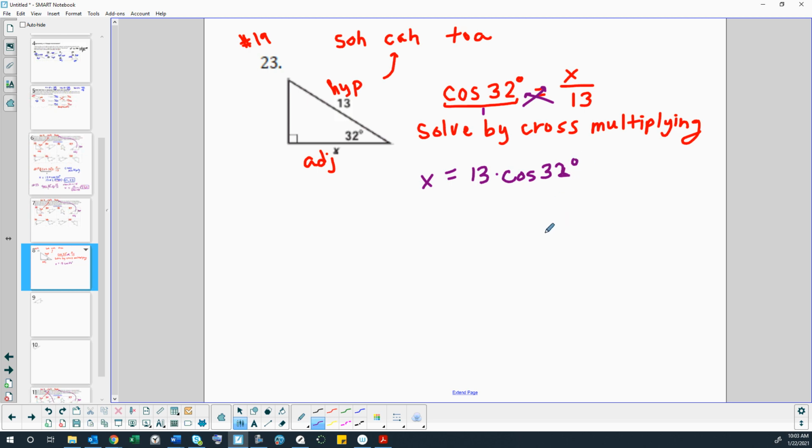Now calculators can be put into a degree mode or what we call a radian mode. You might have learned about radians last year in Math Secondary 3. We are not using radians at all in this class. So you want to make sure your calculator is always in degree mode. Okay, so then all I have to do is type this into my calculator, 13 times the cosine of 32, and it will give me an answer. So let's do that, see what we get.